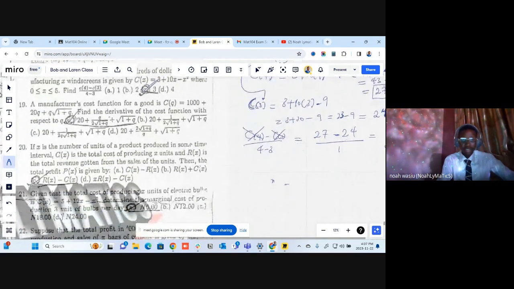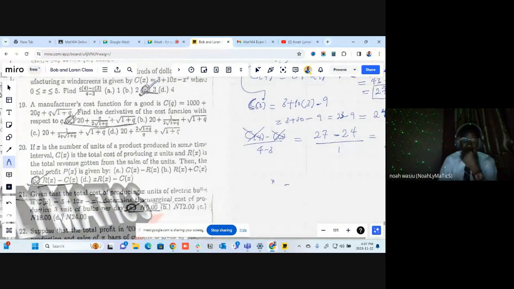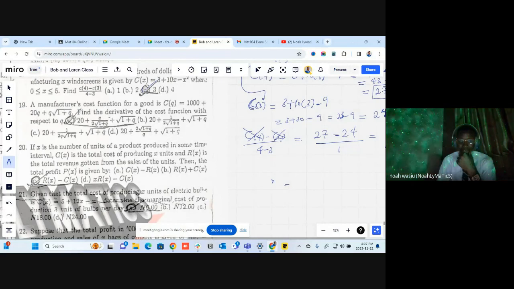Next one is number 19. This number 19, you have to differentiate, and it really takes a lot of time. But before I solve this number 19, I want you to answer this number 20.